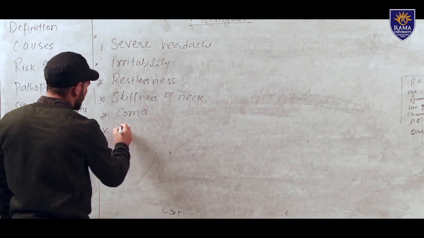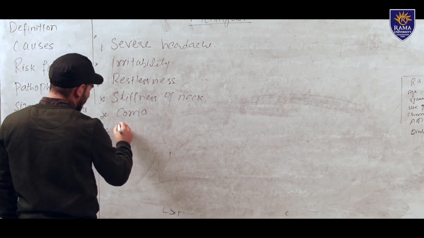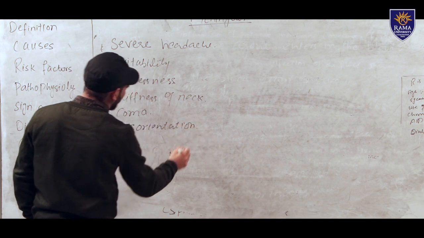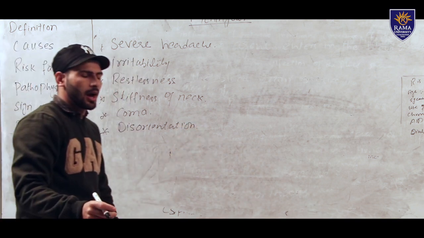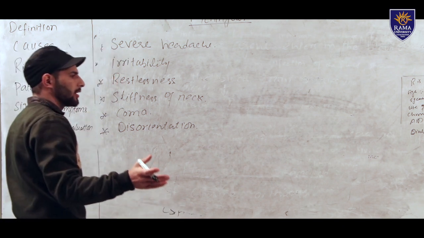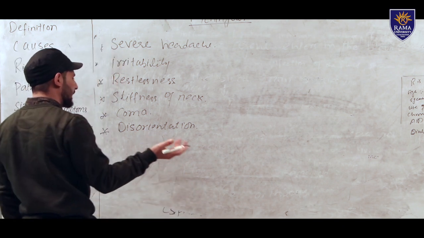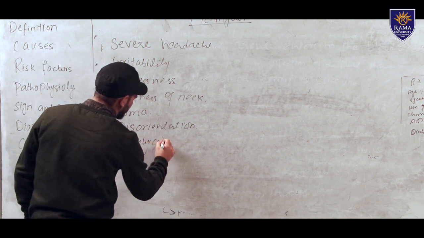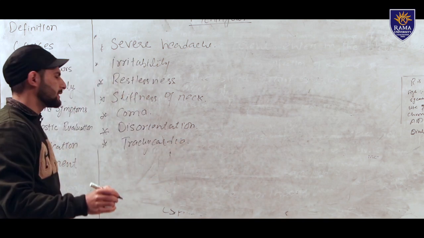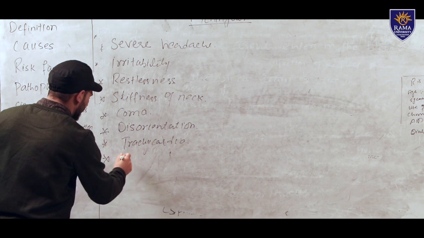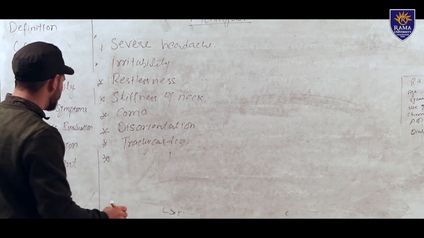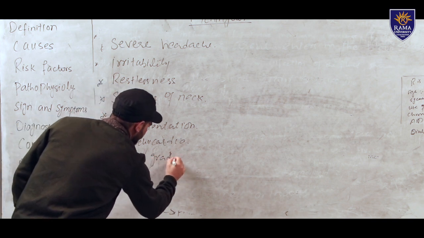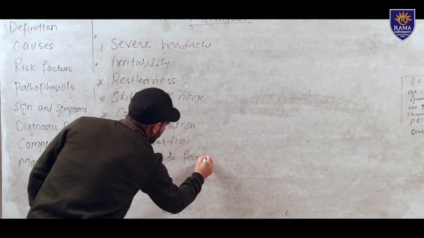Also, next one is disorientation. Due to the chronic inflammation in the brain, some patients may be unable to recognize anybody's name, place and time. Also tachycardia, increased heartbeat seen in the meningitis patients. Also high grade fever. Some patients may have high grade fever seen in the meningitis patient.